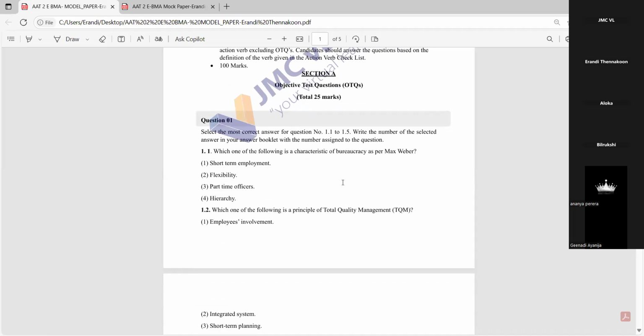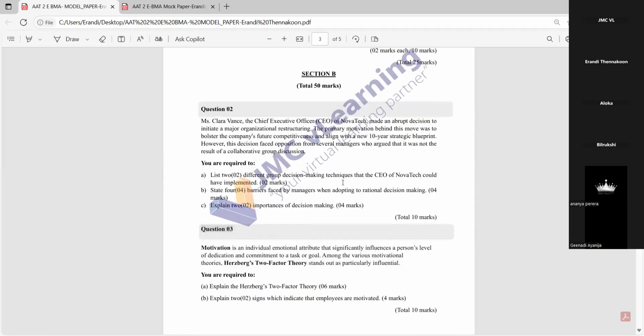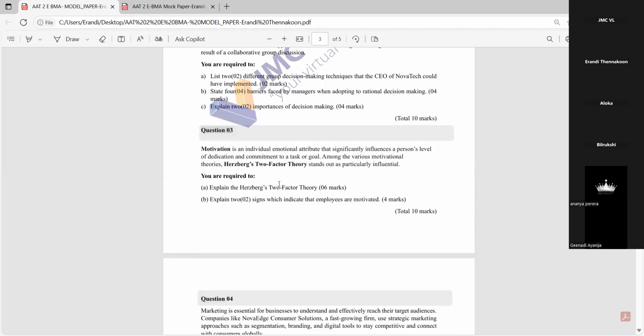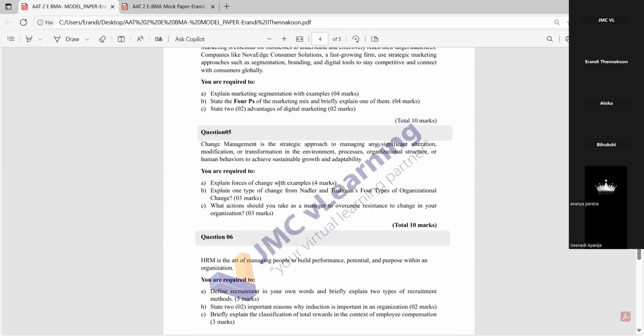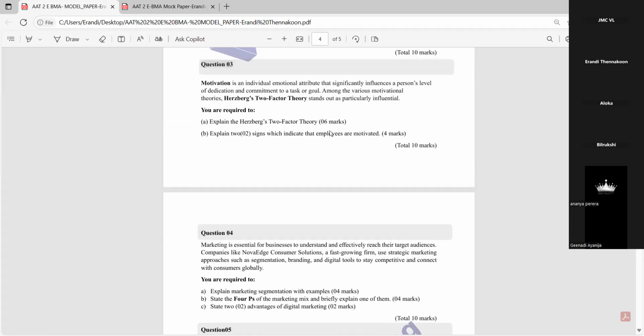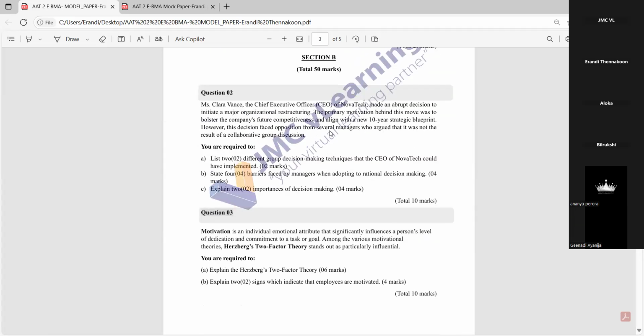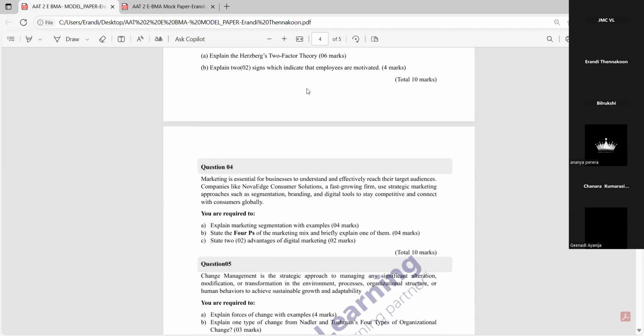Then you will get Section B. It will focus on chapters, and some questions will cover 1 or 2 chapters. There will be 5 questions under Section B, with marks out of 50. The total marks allocated for this section would be 50 marks.